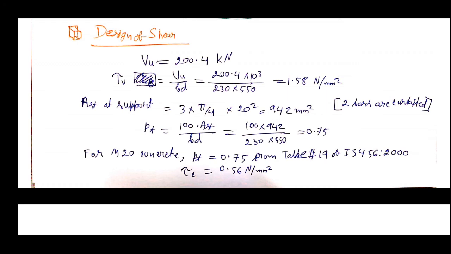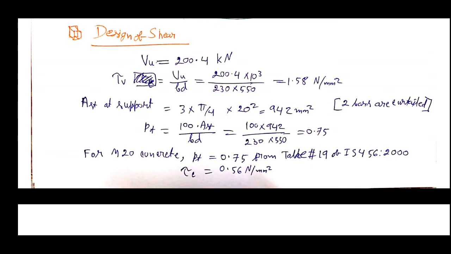Now Ast at support, as we know, two bars are curtailed at support. So area of steel at support is for 3 bars. So 3 into pi by 4 into 20 square equals 942 mm square, and the percentage of steel is 100 into Ast by bd. So 100 into 942 by 230 into 550 equals 0.75.